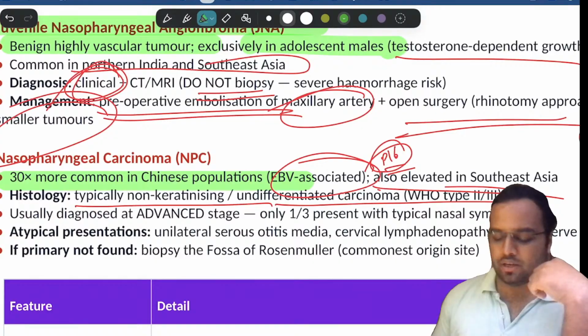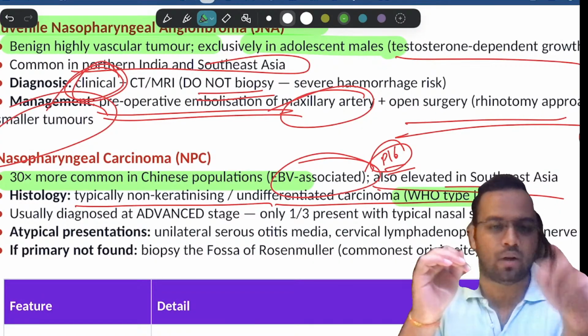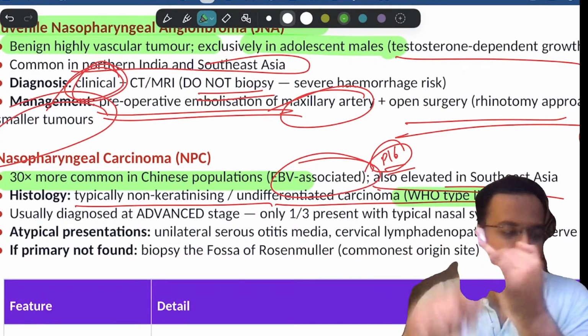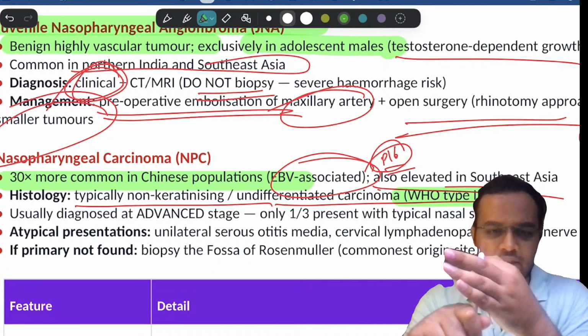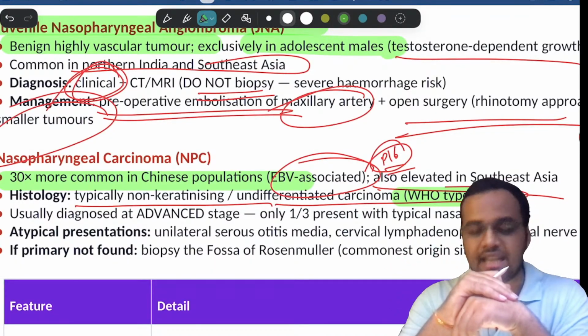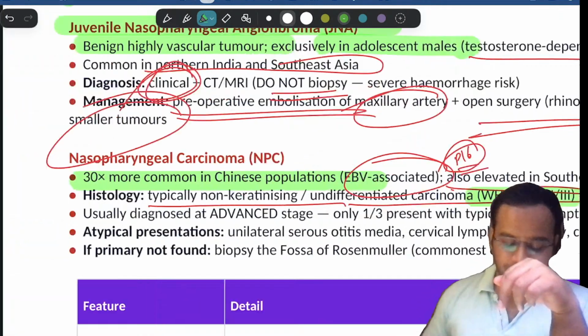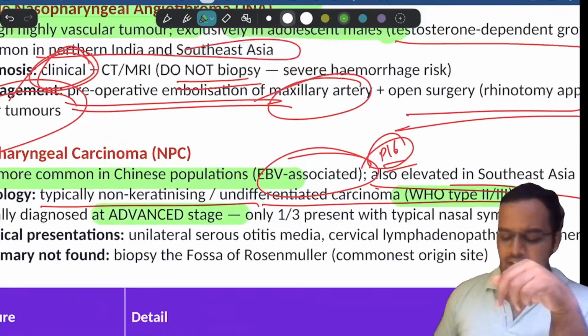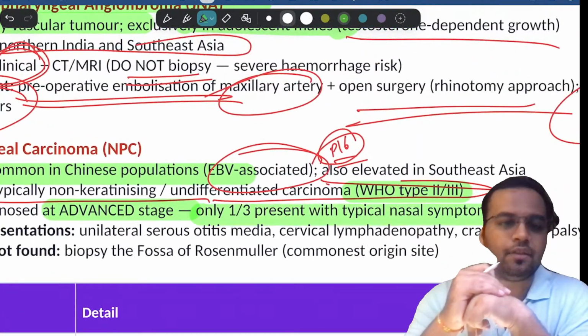So WHO is going to classify the squamous cell cancers into 1, 2 and 3. 1 is good differentiation, 2 is moderate differentiation, and 3 is going to be poorly differentiated. We have already talked about it when we were discussing the squamous cell cancer, the skin cancers module in plastic surgery. Usually diagnosed at advanced ages, and only 1/3 are going to be presenting with nasal symptoms.